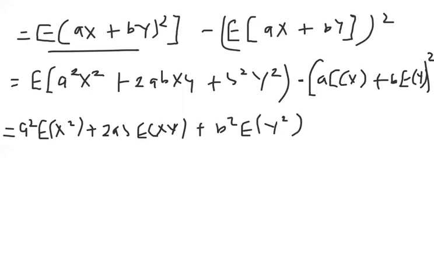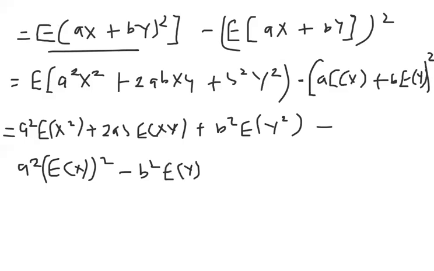Now, when I look at the second component too, that is also going to give me minus a squared expectation of X all squared, minus b squared expectation of Y all squared, minus 2ab expectation of X and then expectation of Y.